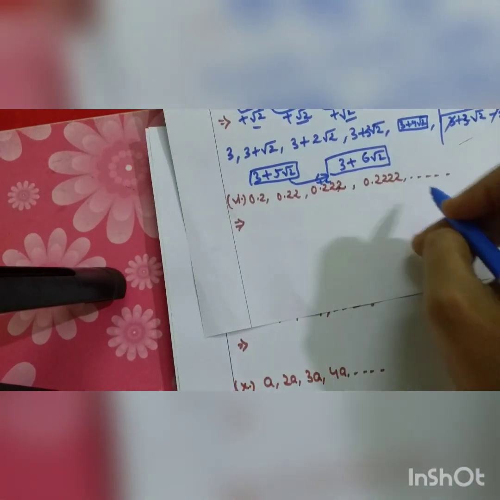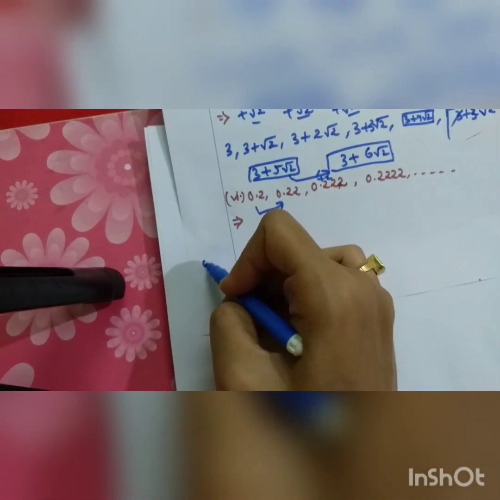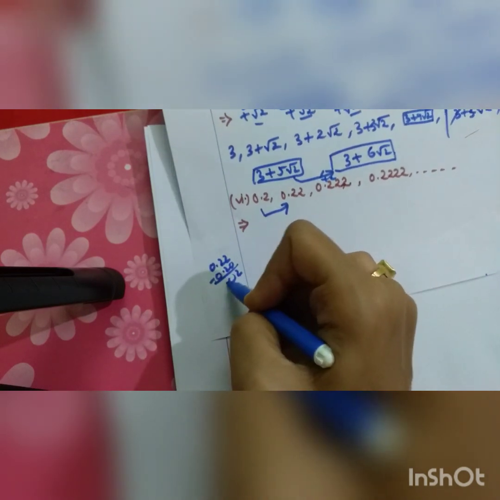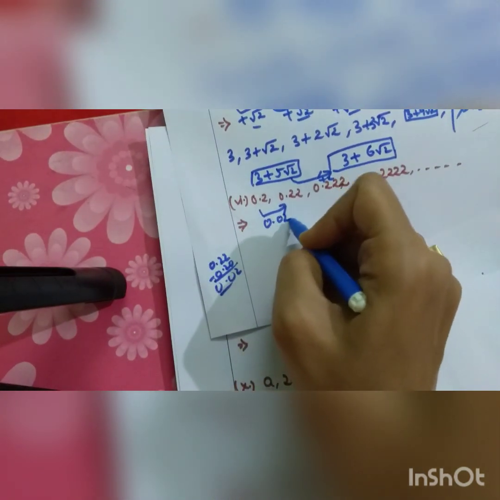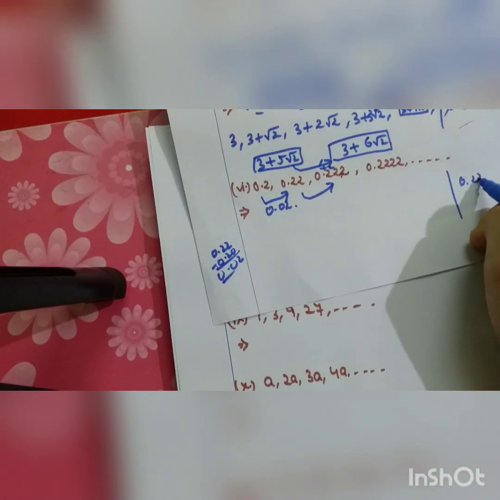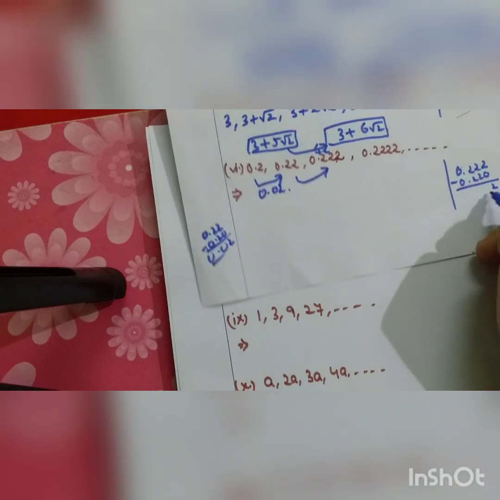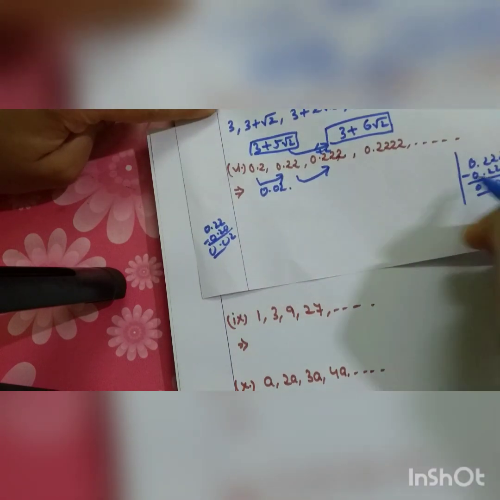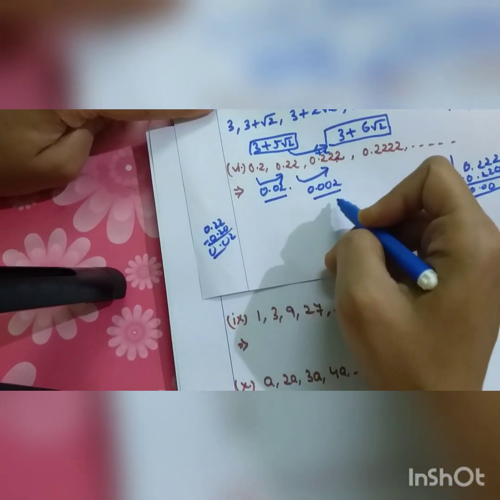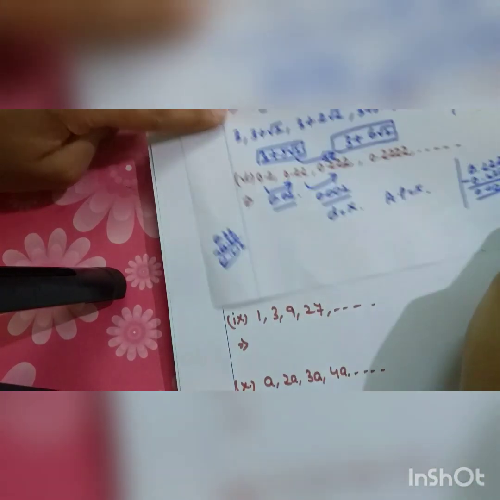Next question. Just subtract and check if it is in AP or not. Subtract 0.22 minus 0.2, and you will get 0.02. When you subtract the third term, 0.222 minus 0.22, you will get 0.002. Since the common difference does not match, this series is not in AP.